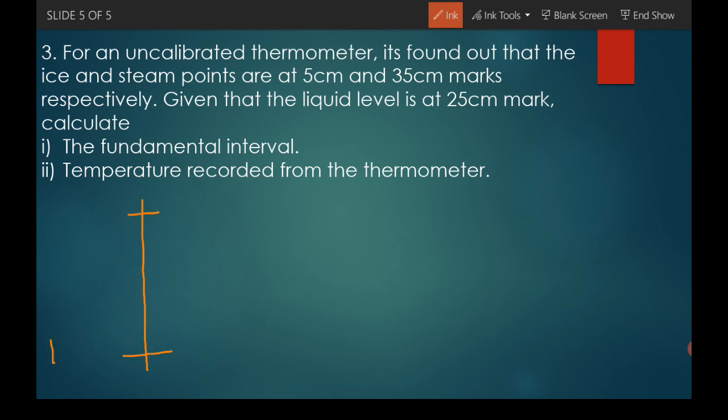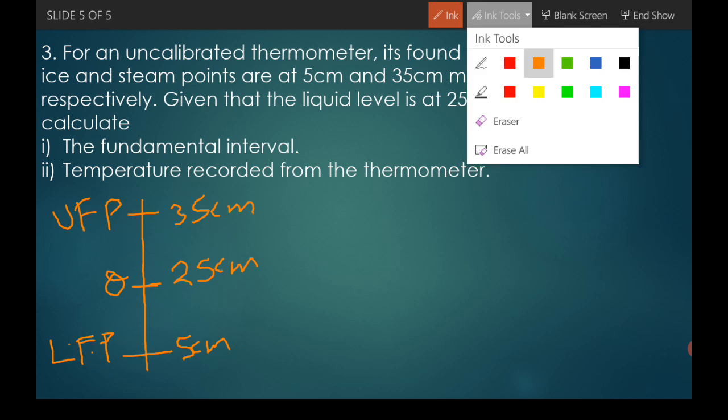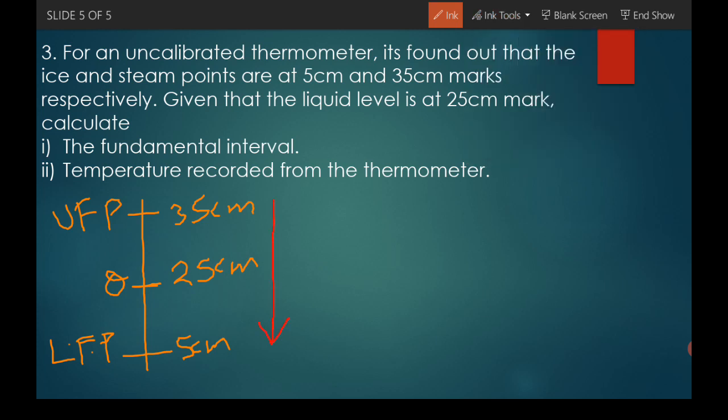We shall say that here we have the lower fixed point, we shall have the upper fixed point. So they're saying that the lower fixed point is at the 5 centimeters mark. The upper fixed point is at the 35 centimeters mark. And then the liquid level is where you have the temperature of the body, temperature theta. And the liquid level is at the 25 centimeters mark. Calculate Roman 1, the fundamental interval. Remember, the fundamental interval is the distance y, the distance between the lower fixed point and upper fixed point. And then we have to get our distance x between the lower fixed point and the liquid level.